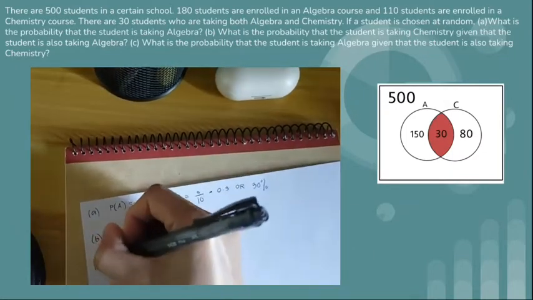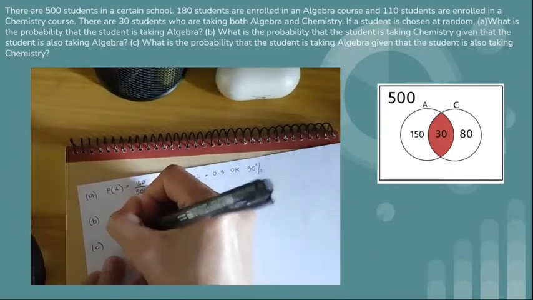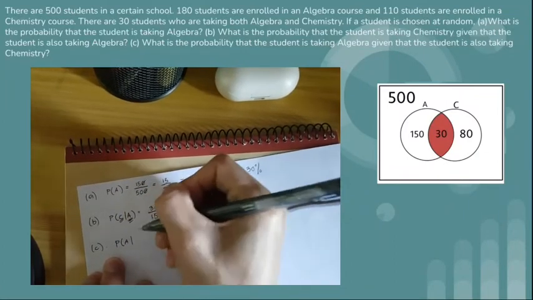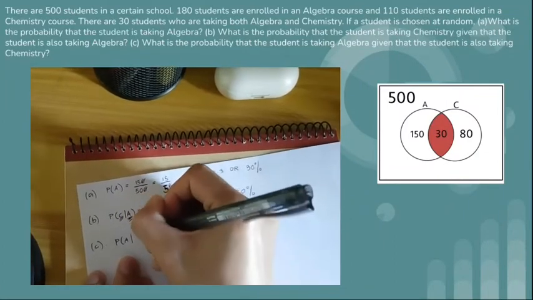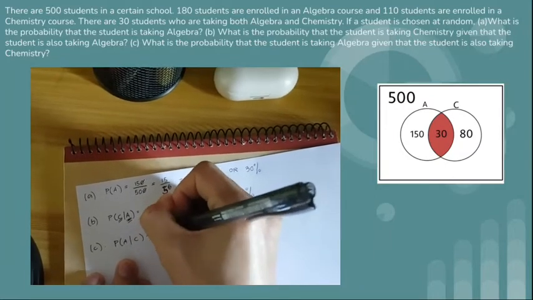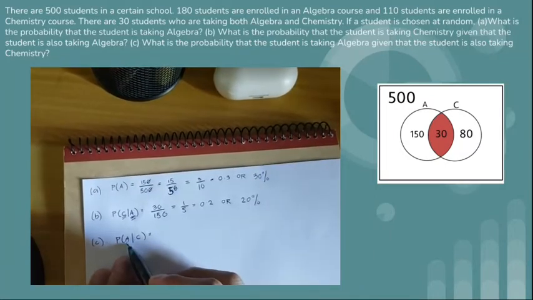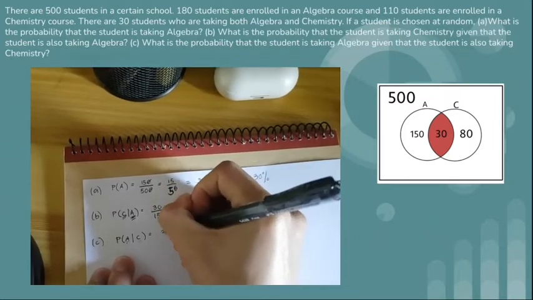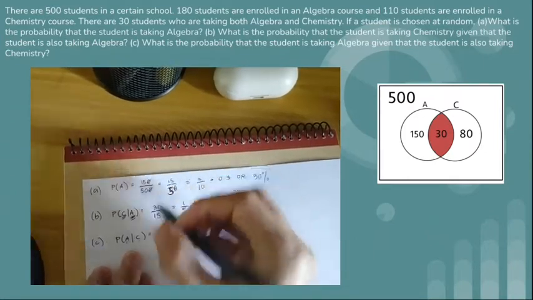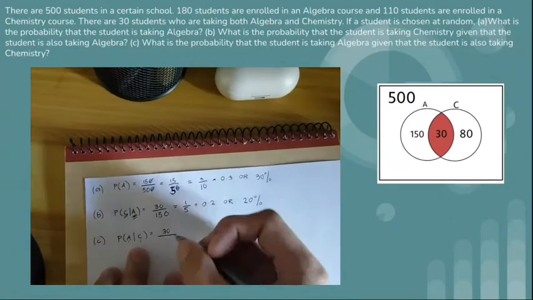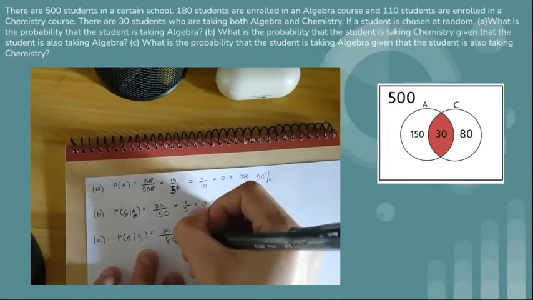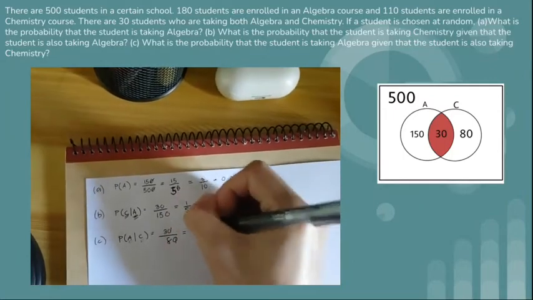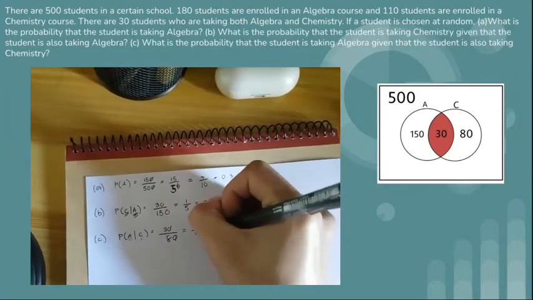So, for C naman. What is the probability of the student taking algebra given that the student is also taking chemistry? So, how much of A is in C? How many is A? Right? 30. Over how many is the total of C? Right? 80. So, cancel, it equals 3 over 8.